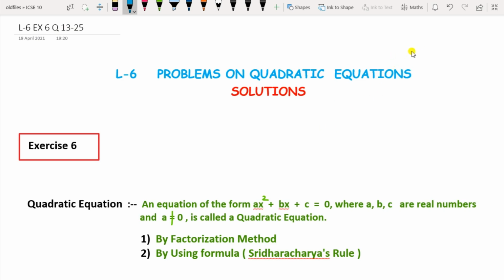In the I link above, I have shared the video of lesson 5, exercise 5a, in which we have solved the different types of quadratic equations by factorization method. So if you practice that exercise properly, then lesson 6 will be easy for you.